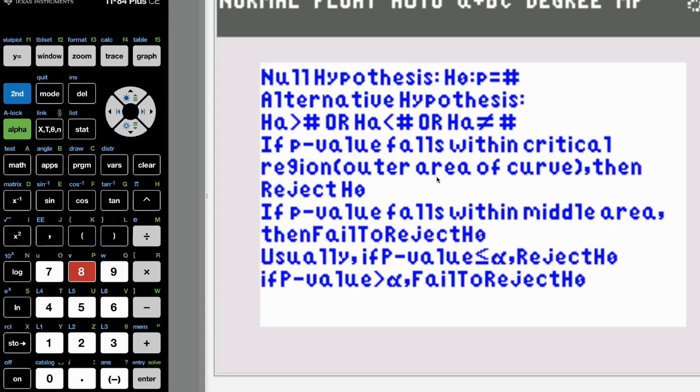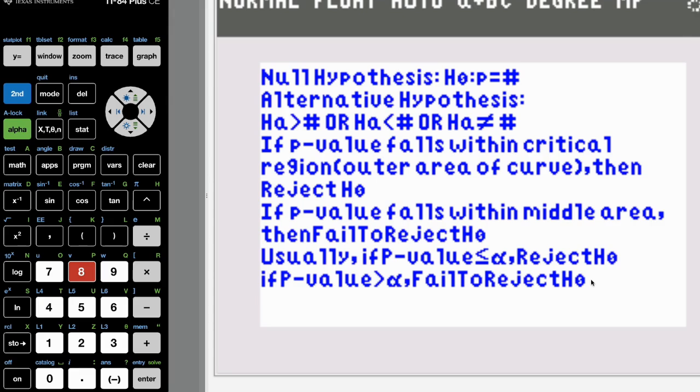If the p-value falls within the critical region, the outer area of a curve, then you reject the H-O, the null hypothesis. If it falls within the middle area, typically, now I'm not talking about two-tailed tests or things like that, it gets a little more complicated. This is just the absolute bare bones basics. If it falls in the middle area, you fail to reject the null hypothesis. So the two options: you reject the null hypothesis or fail to reject the null hypothesis. I don't even go into type 1 and type 2 errors. That's something else. So usually if the p-value is less than or equal to alpha, you reject the null hypothesis. If the p-value is greater than alpha, you fail to reject the null hypothesis.